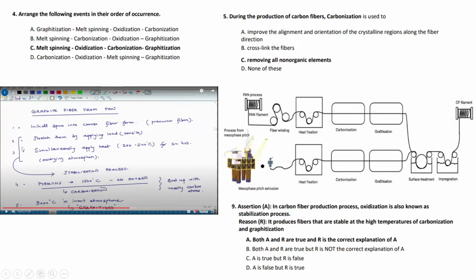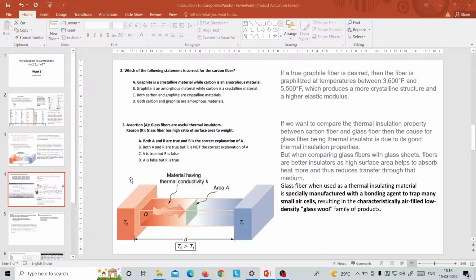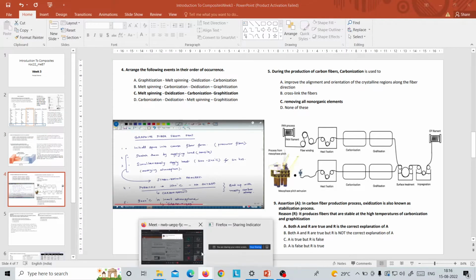Then we stretch them under a tensile load along with simultaneous heating, which is known as oxidation. This is for the stabilization process. Then it is pyrolyzed in presence of only nitrogen. And here it's the carbonization process in which all the impurities are removed from the medium.